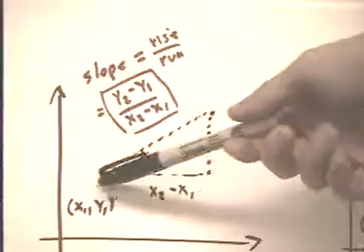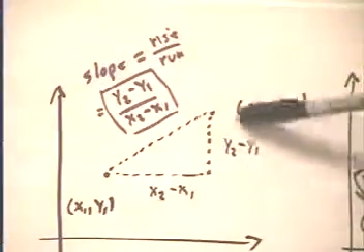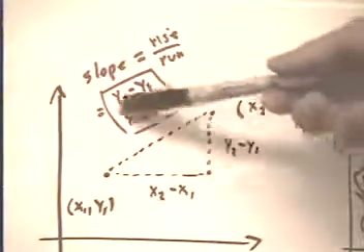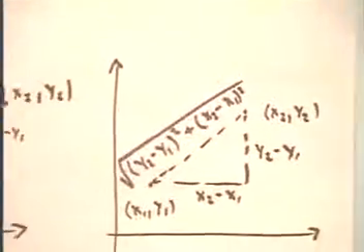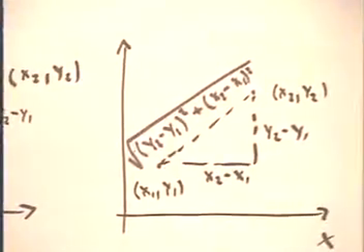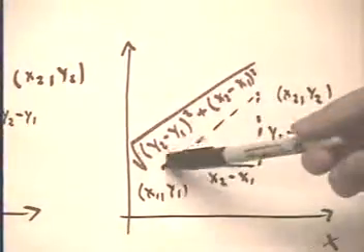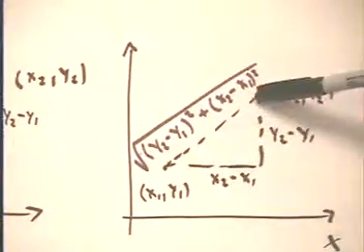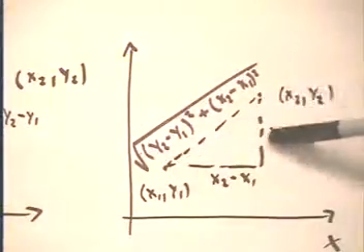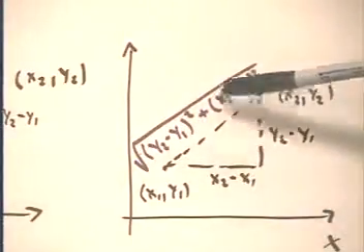The slope of the segment connecting the 2 points is therefore the rise over the run, y2 minus y1 over x2 minus x1, indicated by a boxed expression or number. The same triangle gives us the distance between the 2 points. By the Pythagorean theorem, the square of this distance is the sum of the squares of these distances. Therefore, this distance is the square root of the square of this distance plus the square of this distance.